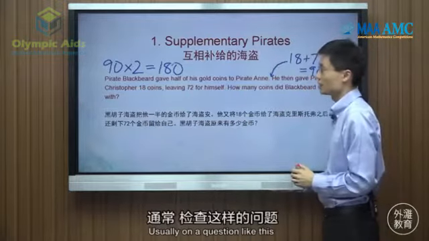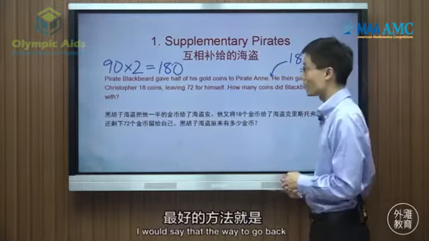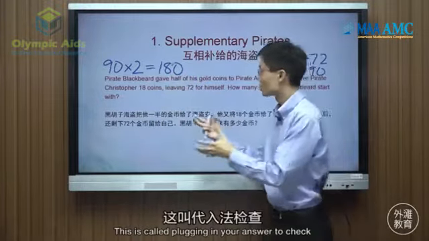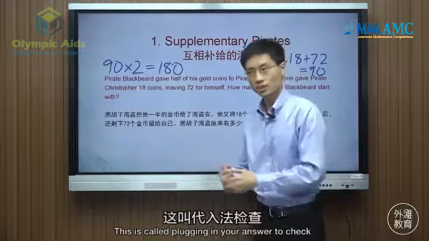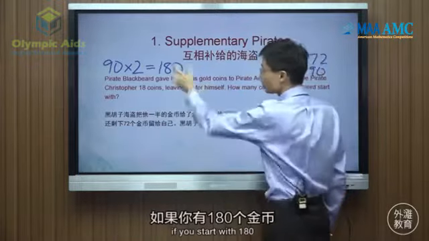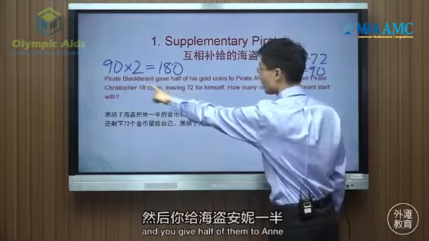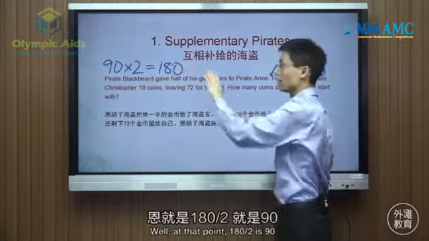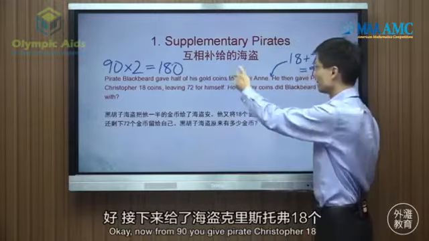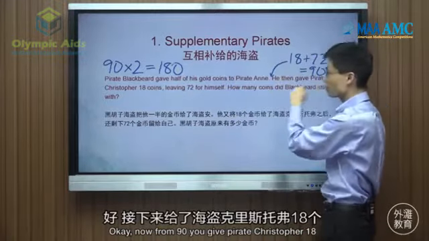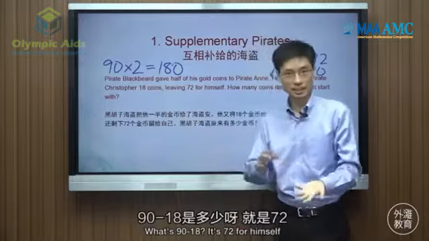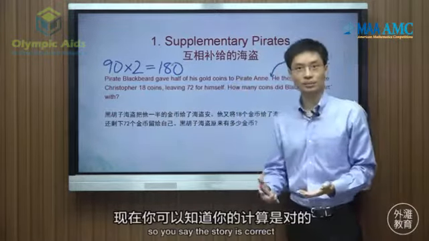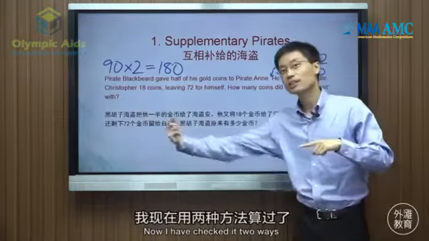Usually on a question like this, the way to go back would be to pretend that you start with 180. This is called plugging in your answer to check. If you start with 180, and then you give half of them to Anne, how many are left? Well, 180 divided by 2 is 90. Now, from 90, you give Pirate Christopher 18. What's 90 minus 18? It's 72 for himself. And so the story is correct. So now I've checked it two ways.